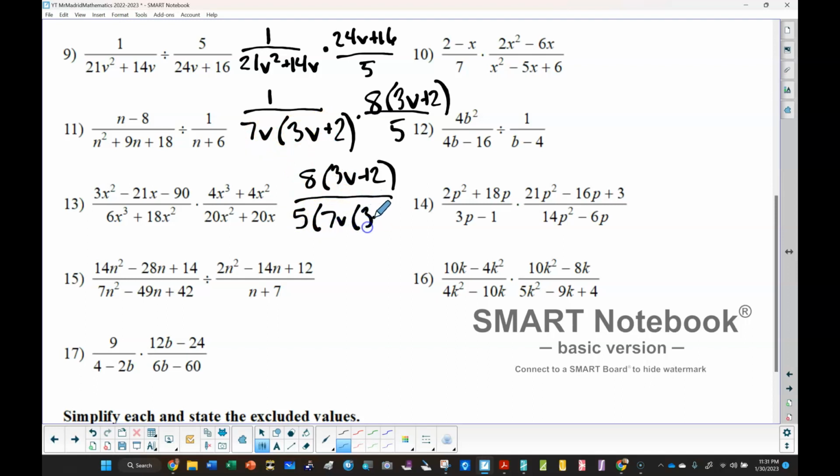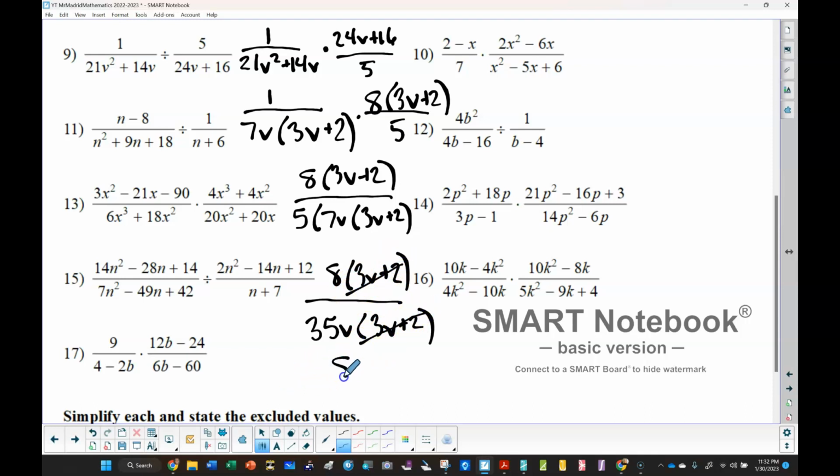7v, 3v plus 2. Okay, so the tops, I'm going to leave it like that for now. Plus 2. The bottom, I'm just going to combine these two up here. Okay, and if right now you're looking at these two and thinking, hey, they're the same, I can cancel them, you're correct. Okay, and you're left with 8 over 35v.